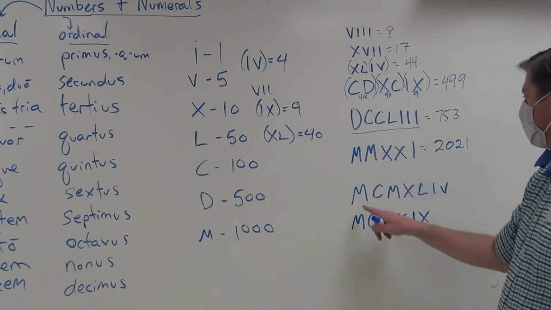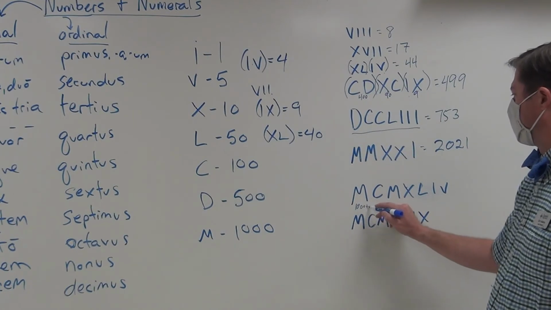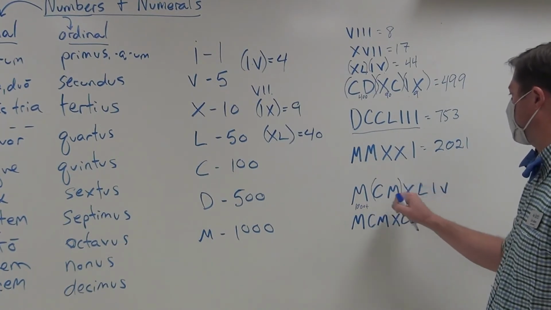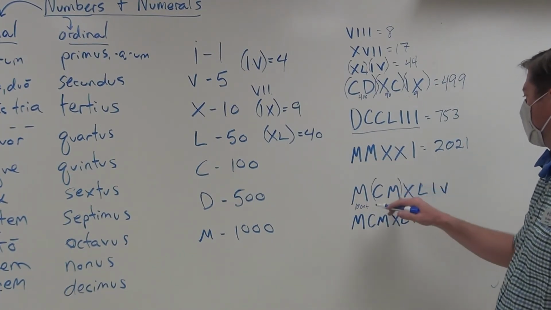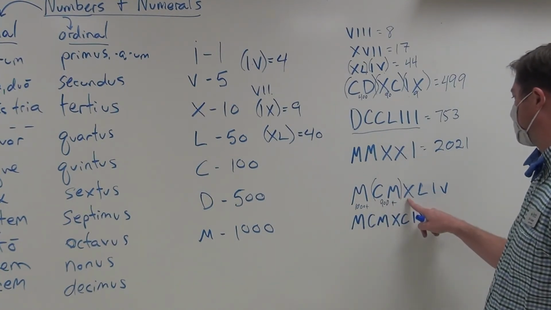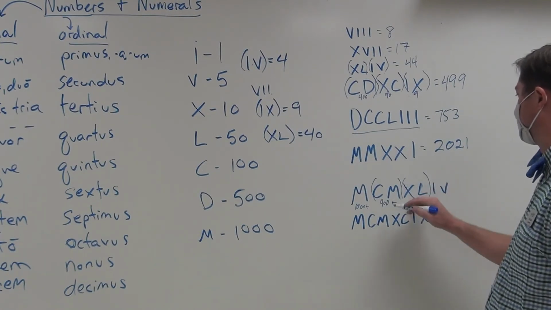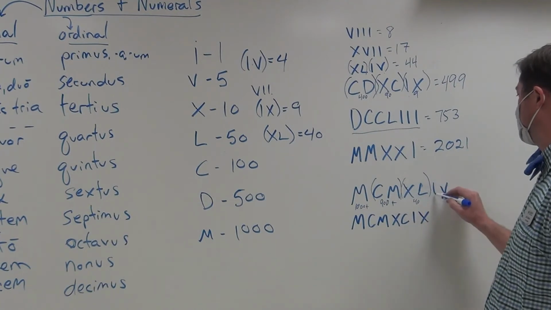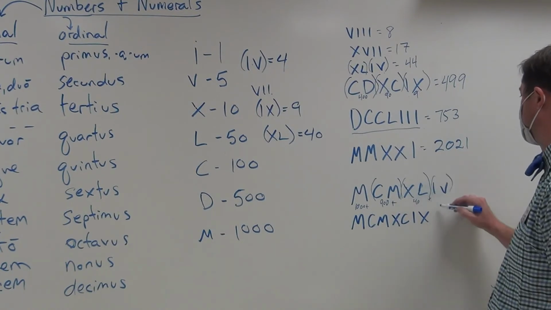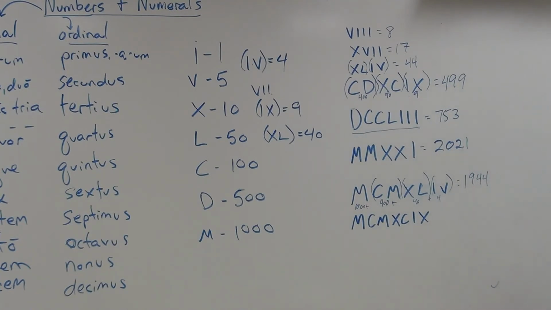Look at the next one. MCM. So M, 1,000, larger than C. So we're going to add 1,000 plus C is smaller than M. So we have to then subtract, if it is followed by a larger number, 1,000 minus 100 is 900 plus X, which is 10, but 10 is smaller than L. So when it is followed by a larger number, you subtract. X from L is 40. And then again, we have that same situation, plus I and V. I is smaller than V. So it is 1,944, a year during World War II.